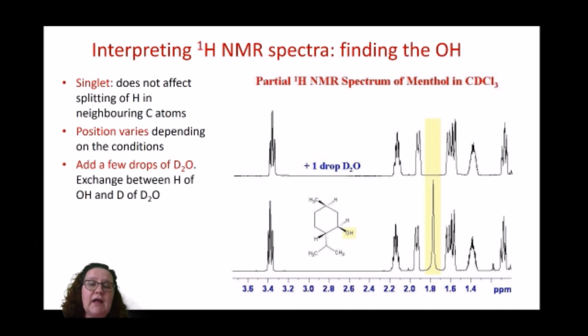So to identify the peak corresponding to the hydroxyl group, it's very common to add a few drops of deuterated water. There is an acid-base exchange between the hydrogen of the hydroxyl group and the deuterium of the D2O, and that will mean that peak will disappear. So if you notice the spectrum at the bottom, you have this peak around 1.8 ppm. It's relatively broad and it's a singlet, and when adding a few drops of deuterated water, it disappears, and that is a very clear indication that that peak corresponds to the hydroxyl group in the structure of the molecule.